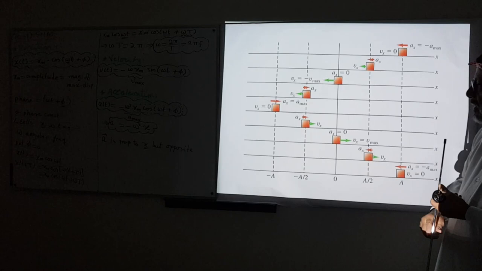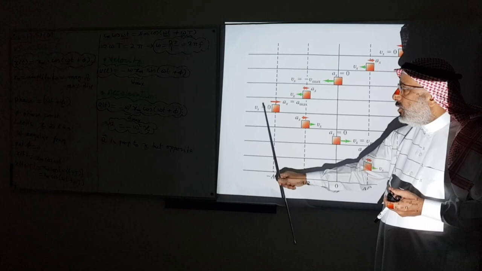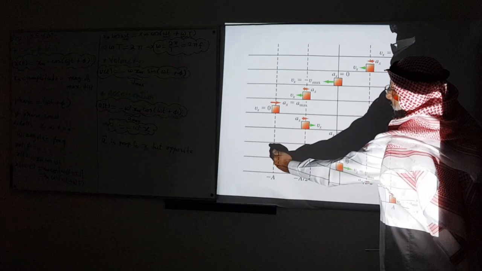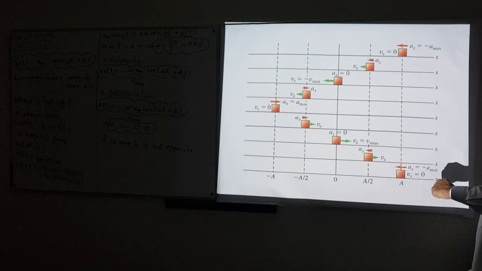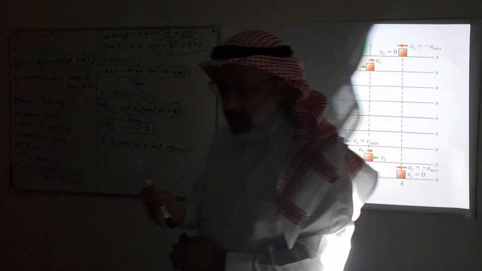It will continue to move until it reaches the other end of the motion. There, it will stop momentarily. And where is the acceleration now? The displacement is negative, but the acceleration is in that direction, toward the origin, so it will be positive. Negative displacement, positive acceleration. Positive displacement, negative acceleration. So they go opposite to each other as shown in this figure.